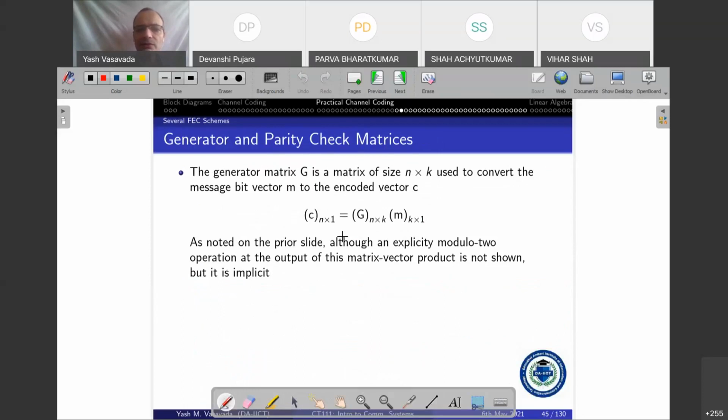So the way that we are going to turn the input vector M, which is a k-bit vector, into an output vector C, an n-bit vector, is by multiplying M with what is known as the generator matrix, G. Its size has to be n cross k. That is the only way that you can turn a k cross 1 vector into an n cross 1 vector. So this is the output of the channel encoder, this is the input to the channel encoder, and this one here, G, is the encoding operation itself.